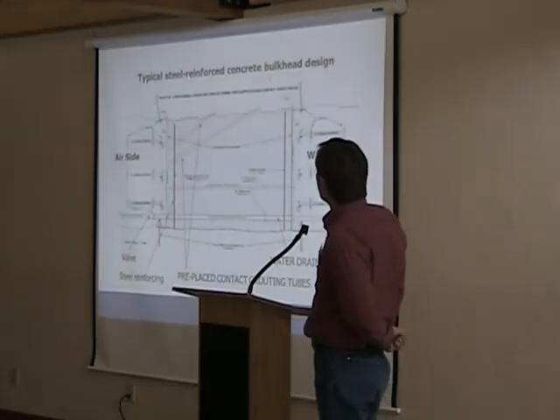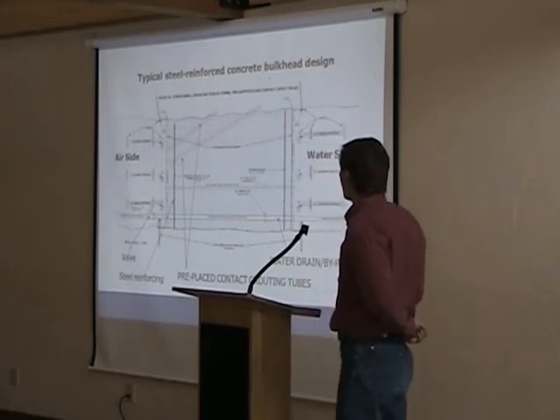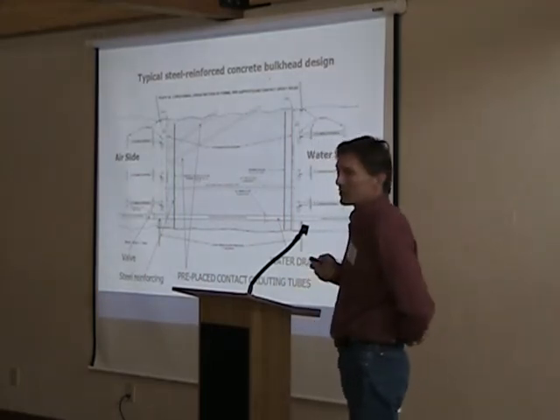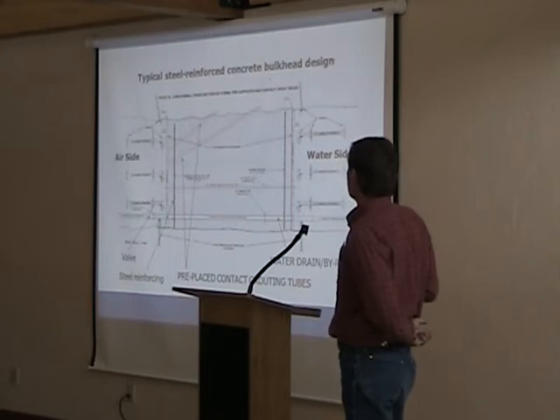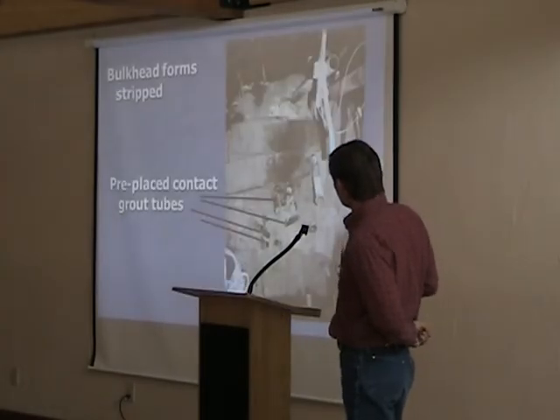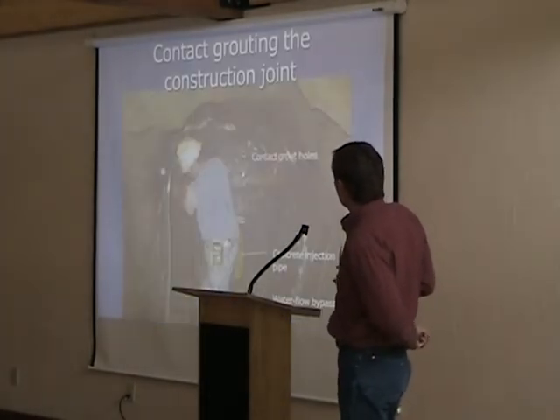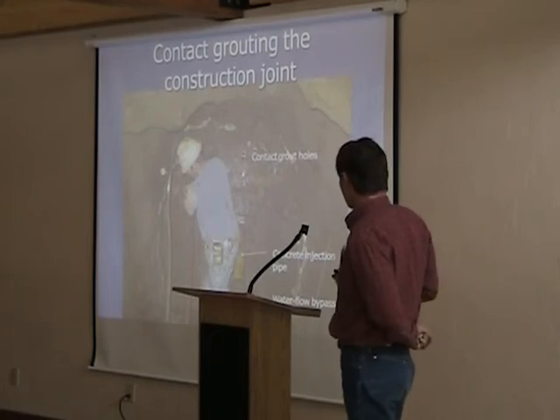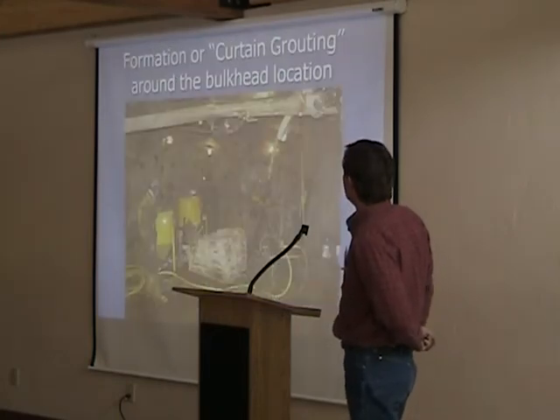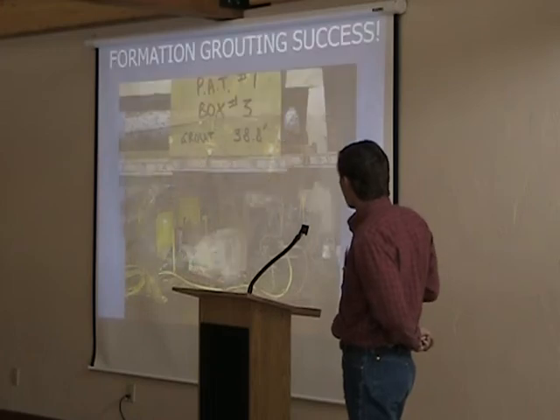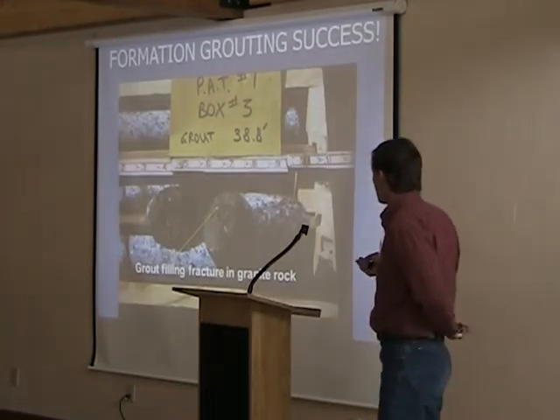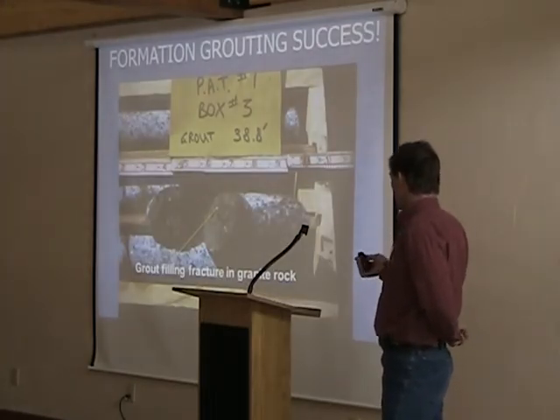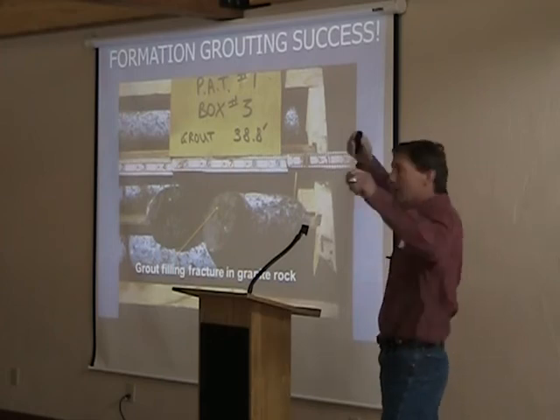This is the kind of state of practice in Colorado for bulkhead design, and we have all of this stuff on file should anybody need these designs. What it looks like when it's done. This is contact grouting the joint that I told you about, and in some cases you have to do the formation grouting. And this is where the rubber meets the road, where you get the grout into the fractures in the rock around the bulkhead and create that curtain around the bulkhead.